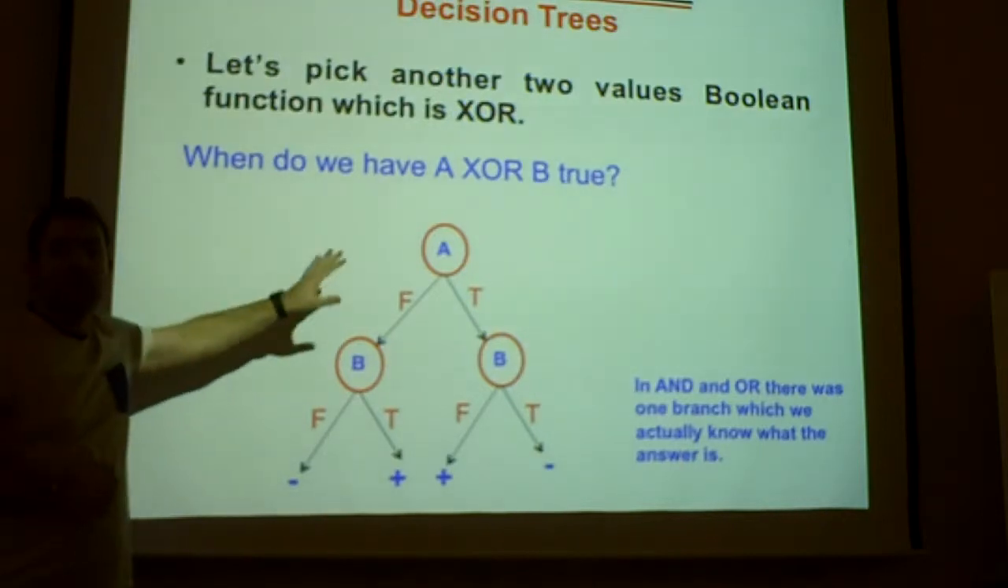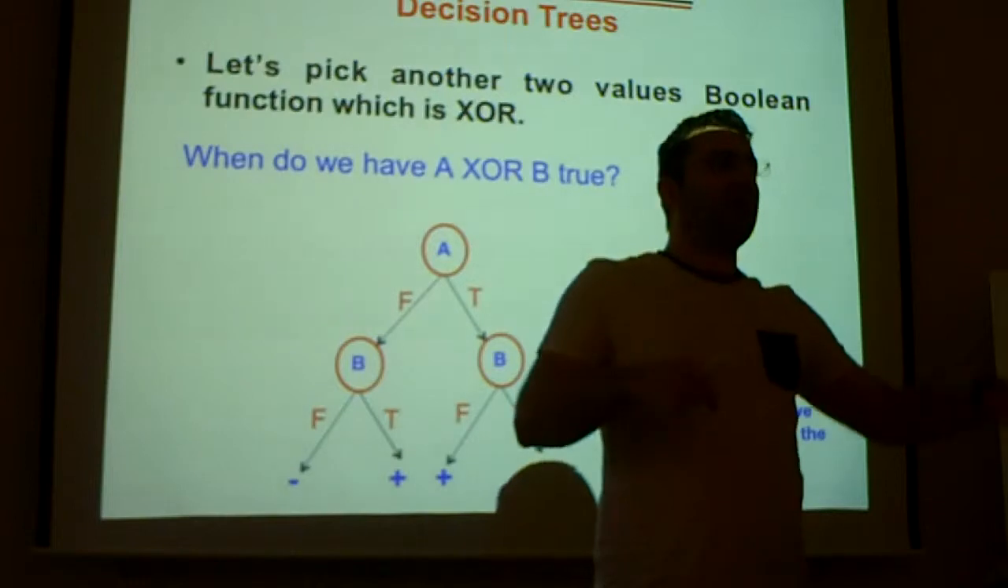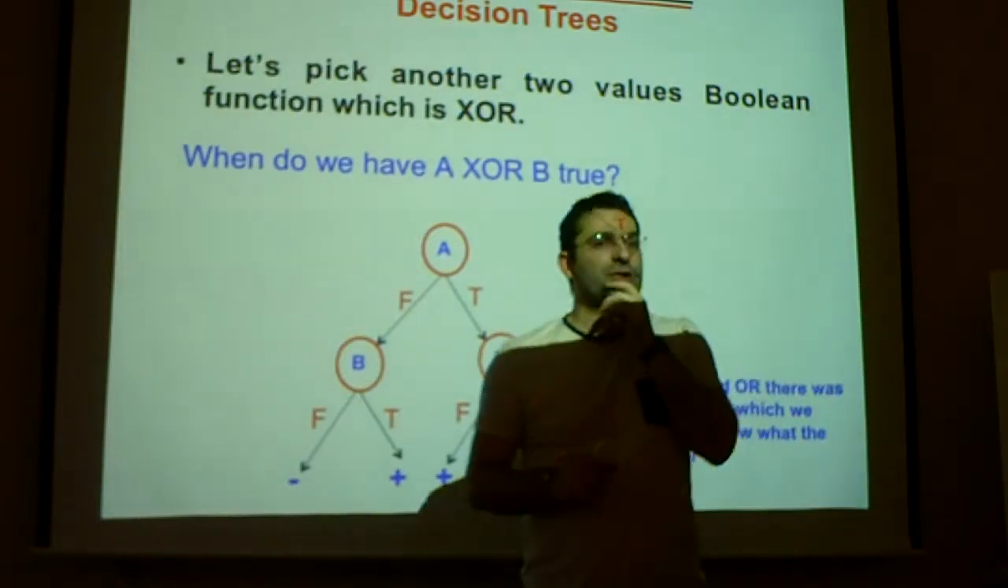So this is the XOR logic. If both of them are the same, I will get false. If they are different, I will get true.